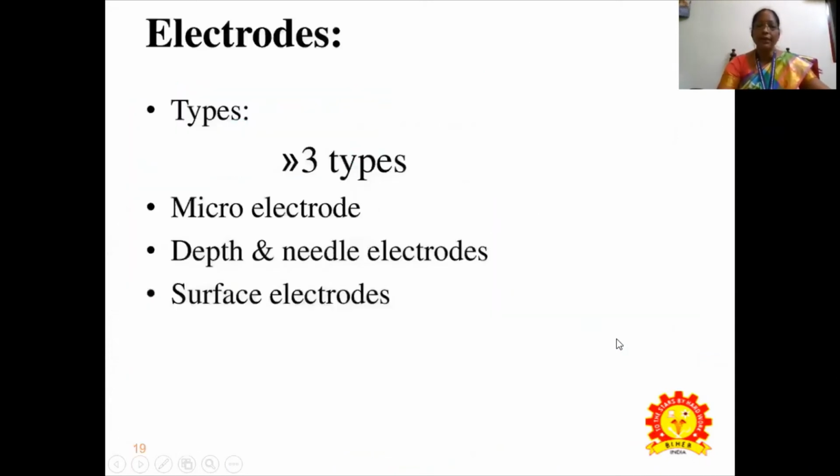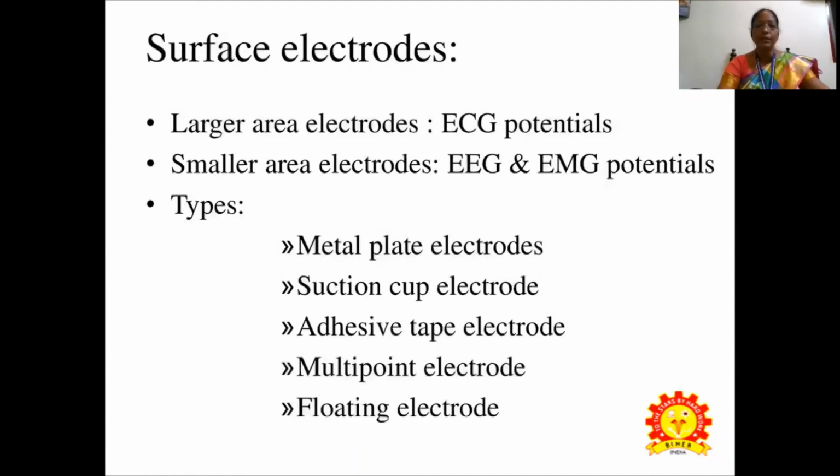There are three types of electrodes: microelectrode, depth and needle electrodes, and surface electrodes. Surface electrodes are larger area electrodes for ECG potential, and smaller area electrodes are for EEG and EMG potentials. Types of electrodes are metal plate electrodes, suction cup, adhesive tape electrodes, multi-point electrodes, and floating electrodes. These interface the body tissue with the electronic circuitry or the instrument to be measured.